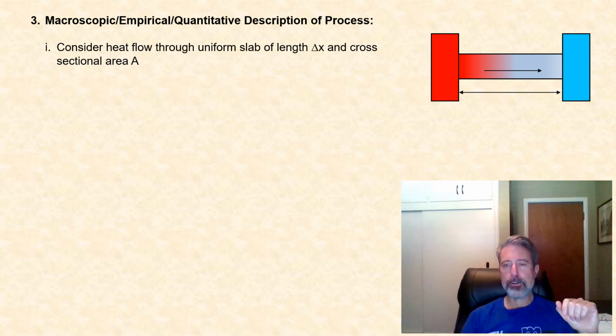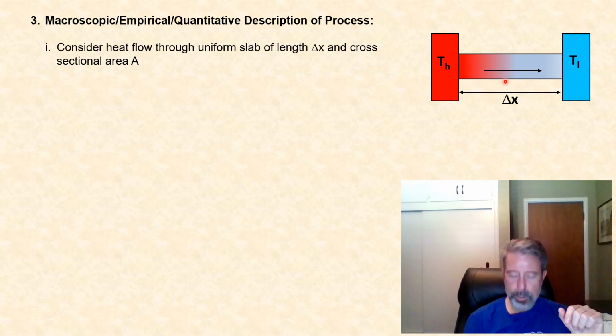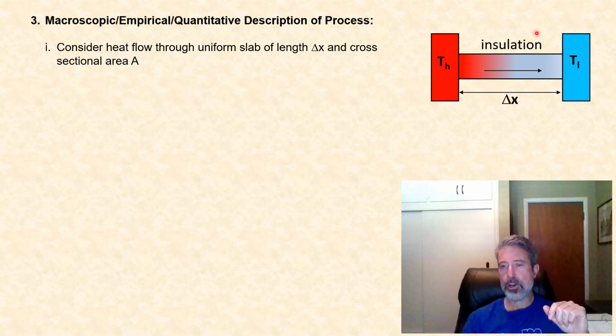So what we have here are two temperature reservoirs. This reservoir I'm calling T high. This is our high temperature reservoir. Our low temperature reservoir we'll call T low. The slab has a length delta x, and it has a certain cross-sectional area. The slab is really this portion right here, just in contact with these two temperature reservoirs. It is thermally insulated so that no energy can escape through the sides of the slab.